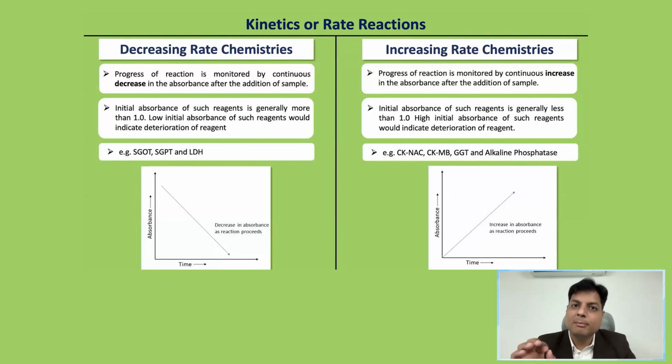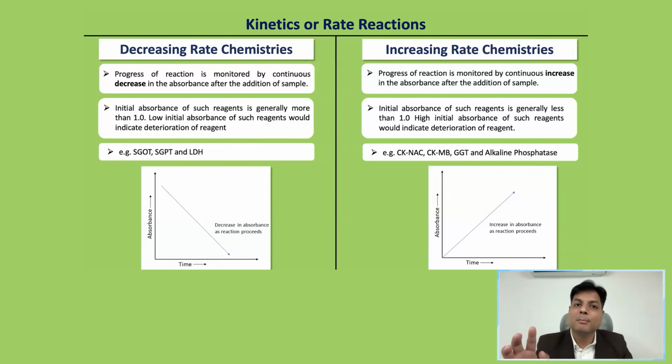For example, if in the pack insert it is mentioned that the delay time is 30 seconds, and delay time is the lag phase of the reaction, then measuring point number 1 is, say, 30 seconds and measuring point number 2 is, say, 90 seconds. We cannot change these two measuring points. We have to take the first absorbance at 30 seconds only and the second absorbance at 90 seconds only. When we cannot change these two measuring points, this type of reaction is called a fixed time kinetic reaction.